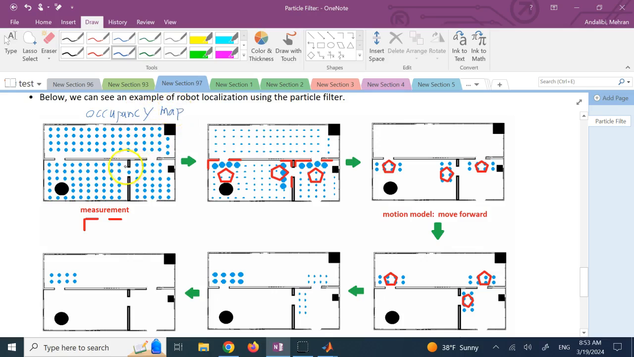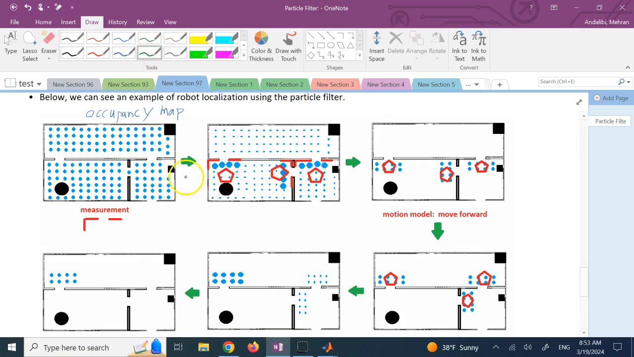So initially, I have no idea where my robot is, so anywhere with a uniform distribution, I can have a particle. Each one of these blue circles can represent where my robot can be at the moment. Okay, I have no idea.